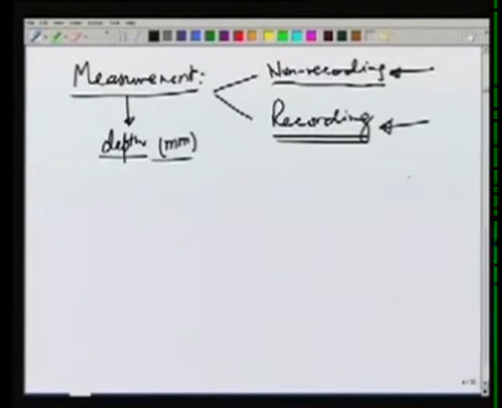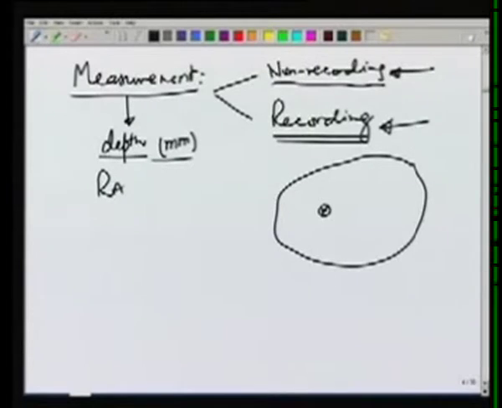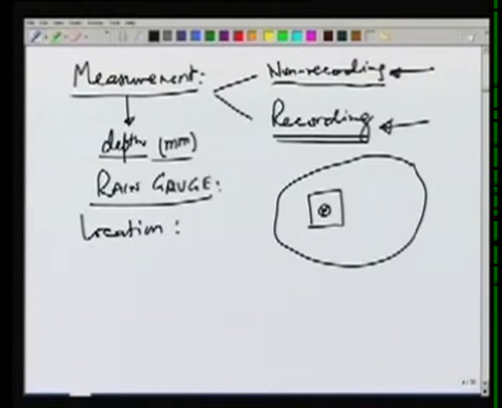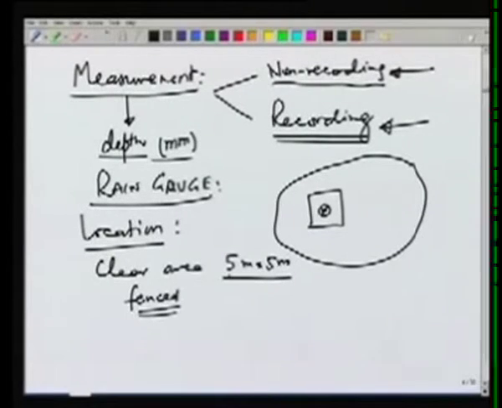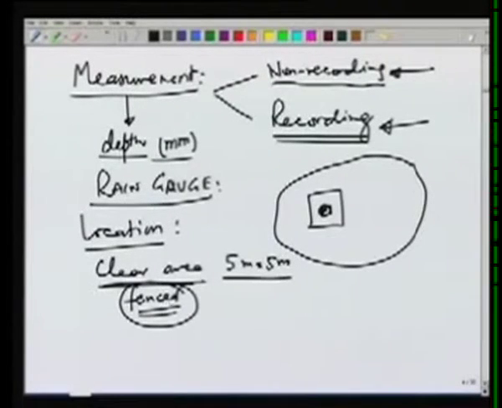The site for the rain gauge. So suppose we have some area here and we want to install a rain gauge here. So the rain gauge should be located properly, and when we say proper location, there are some requirements. For example, the location should have a clear area about 5 meters by 5 meters, sometimes higher than this, which should be fenced so that it is not disturbed. The rain gauge which we install here is not disturbed by animals or other people. So this area should be clear, means there should not be any objects in that area. It should be fenced so it is not easily accessible to others.